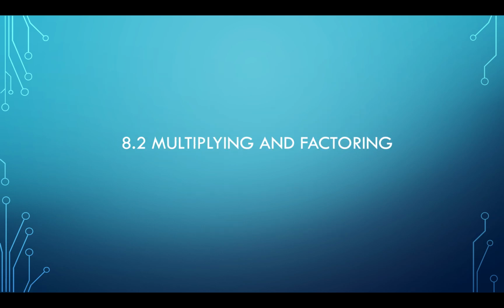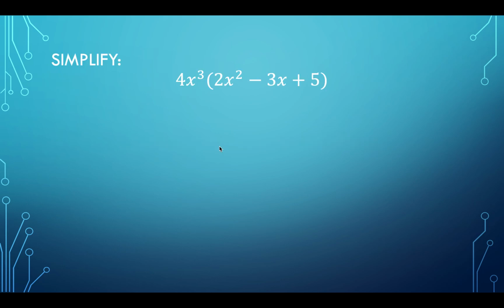So in 8.2, we did multiplying and factoring. Let's simplify this. The way to do that is to distribute this 4x cubed to each and every term inside that parentheses. So we're going to do 4x cubed times 2x squared, and then 4x cubed times negative 3x, and 4x cubed times 5.